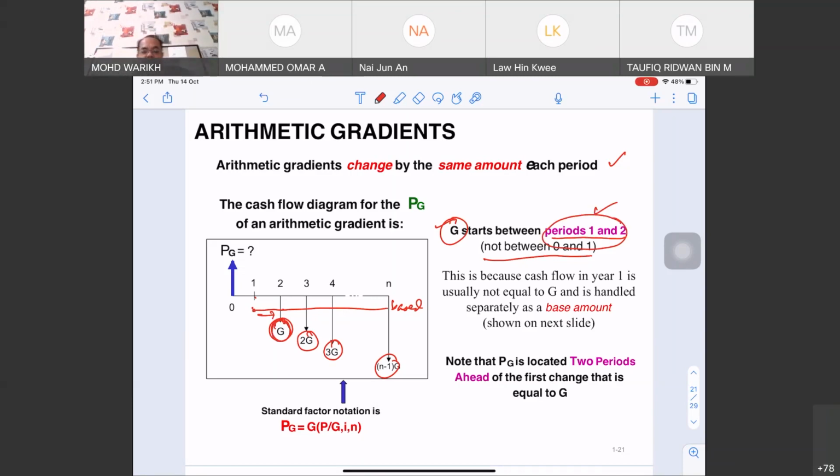Nanti kita tengok, we go to the example, so we get it clear cut. The explanation is this: the cash flow in year 1 is usually not equal to the gradient and is handled separately as a base amount. The difference between year 2 and year 1 is what we call the gradient. Note that PG is located 2 periods ahead, this means it's year 2. The first change is equal to G, but it depends on the question.